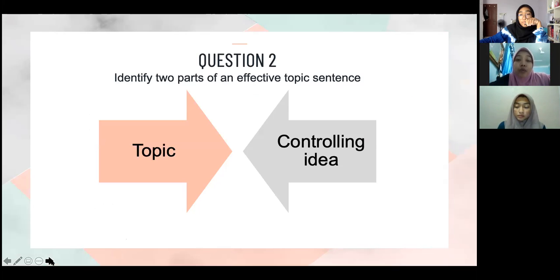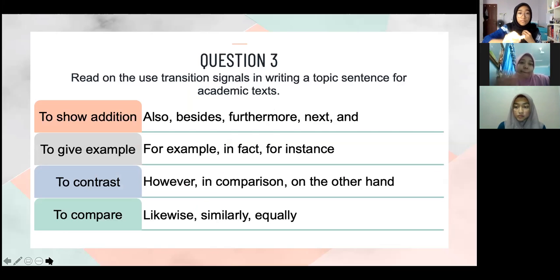For question 2, there are two parts of an effective topic sentence. As we learned before in LPE class, the topic sentence needs us to write the topic and the controlling idea. Next slide.